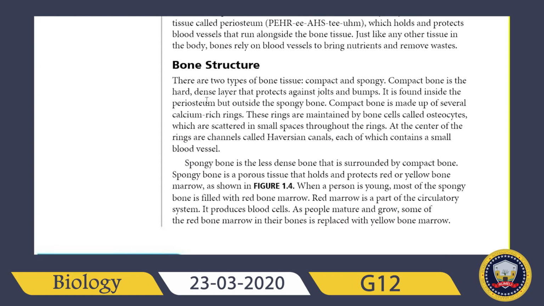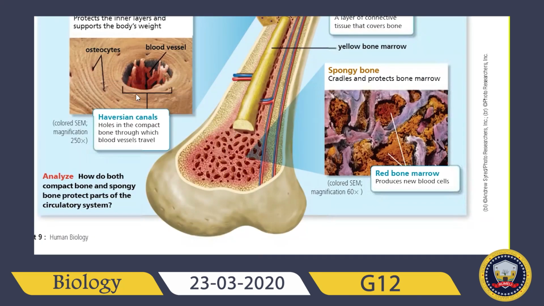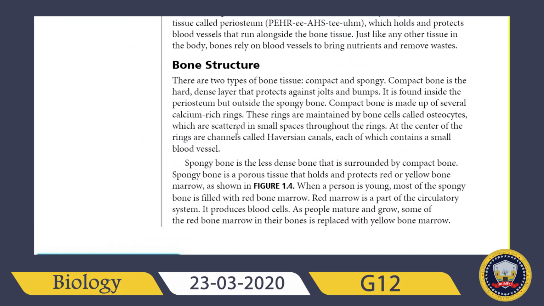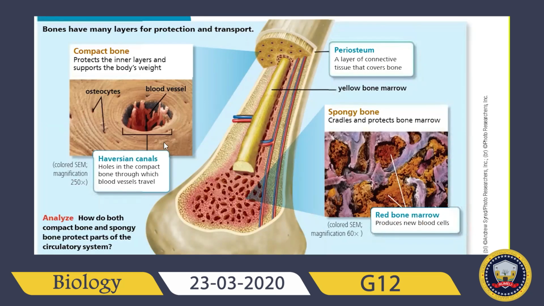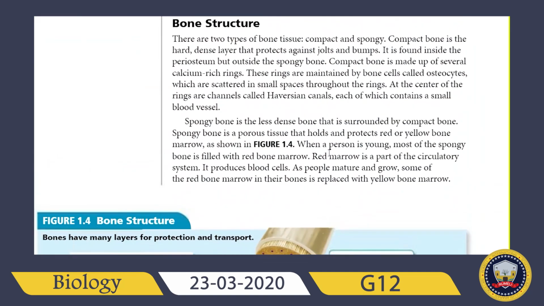So compact bone is a hard, dense layer that protects against jolts and bumps. It's found inside the periosteum but outside the spongy bone. Compact bone is made up of several calcium-rich rings. These rings are maintained by bone cells called osteocytes. These are osteocytes, okay? They are scattered in small spaces throughout the rings. At the center of the rings are channels called Haversian canals, each of which contains a small blood vessel. This is the Haversian canal, okay? It contains the blood vessels and protects the blood vessels.